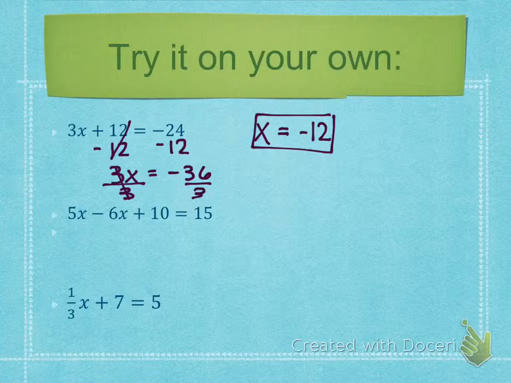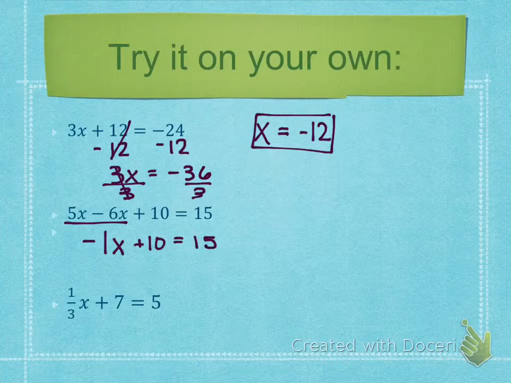Okay. Let's see here. Dylan, what did you do first on this next problem? Combine 5x and negative 6x. Very good. Combine 5x and negative 6x, which gives me what? Negative 1x. Perfect. Negative 1x. Different signs, subtract and take.